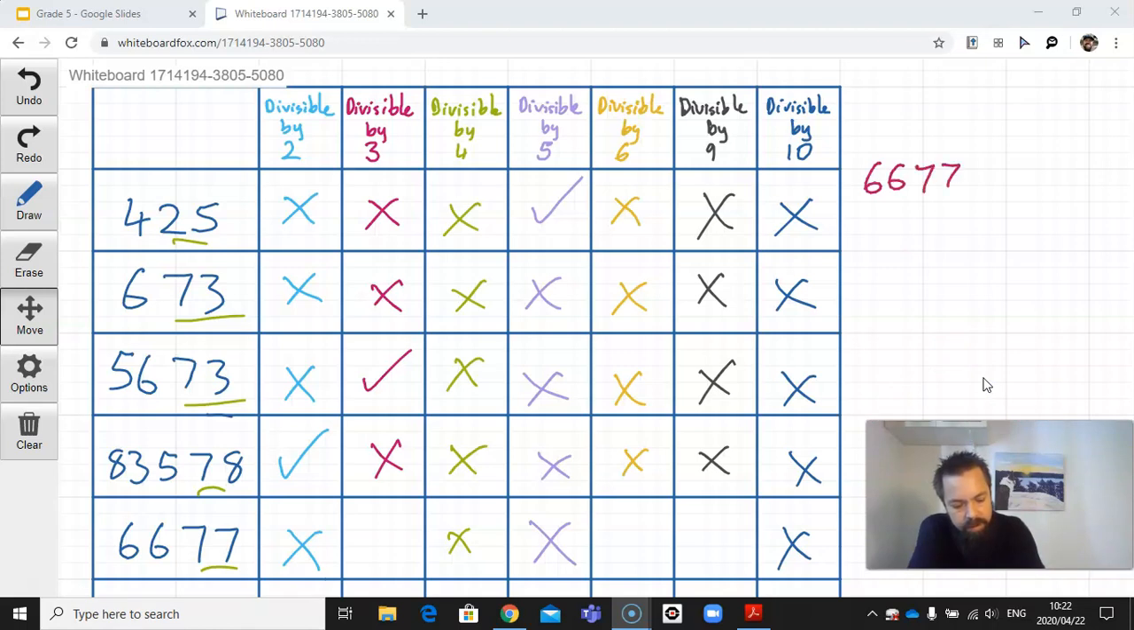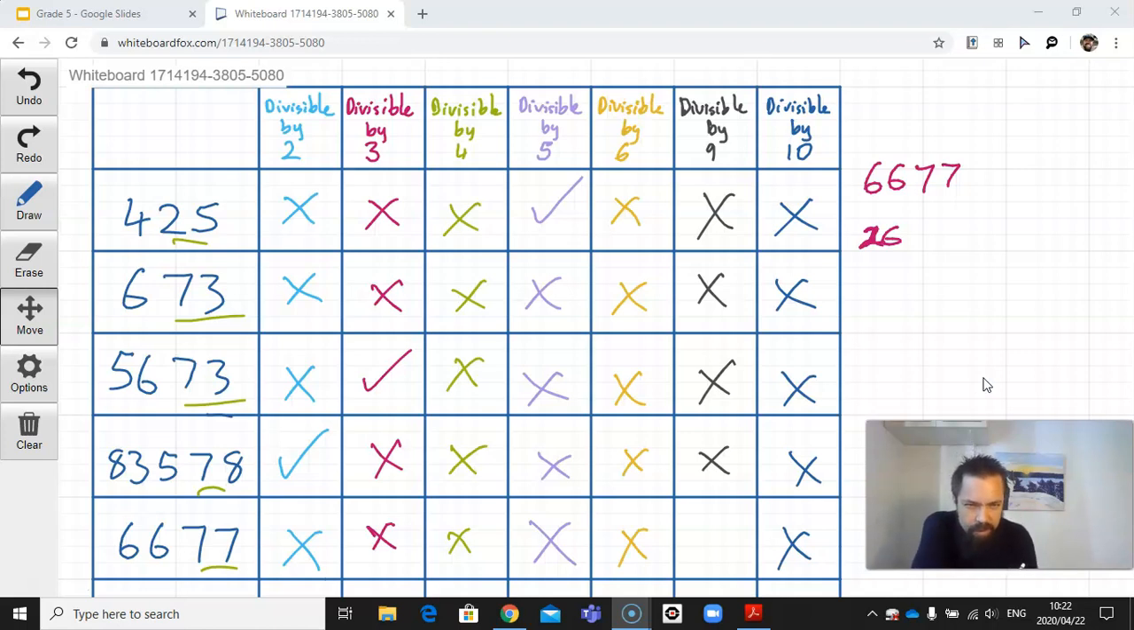6677. 6 and 6 is 12. 7 and 7 is 14. 12 plus 14 gives me 26. 26 is not in the 3 times table, which means it's also not in the 6 times table.